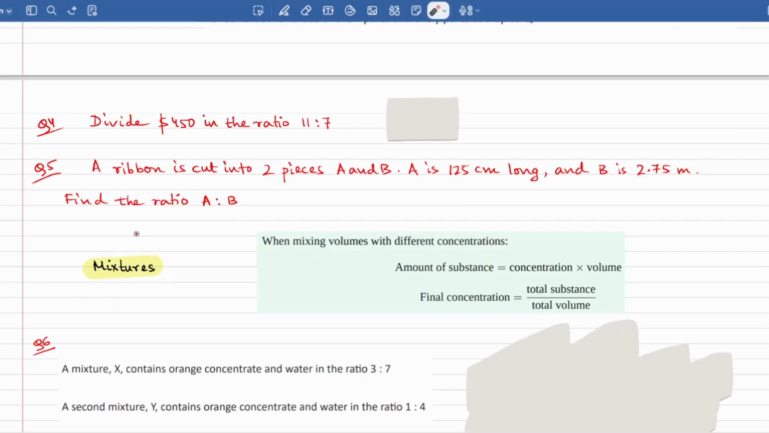Next, we move on to an application of ratio known as mixtures. So when you are mixing volumes with different concentrations, the total amount of substance is given by concentration into volume. When we are mixing volumes with different concentrations, the amount of substance is given as concentration into volume, and the final concentration is given as total substance by total volume. Alright, so let us try this sum.